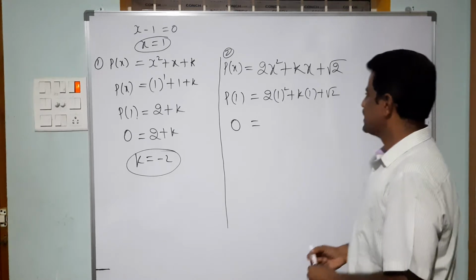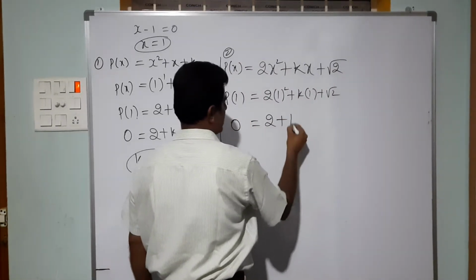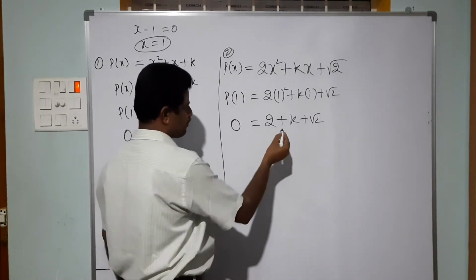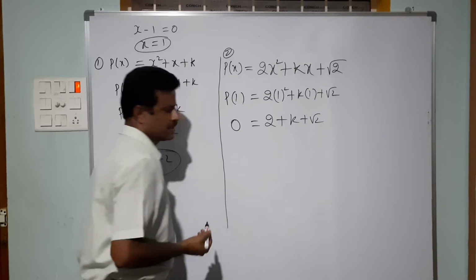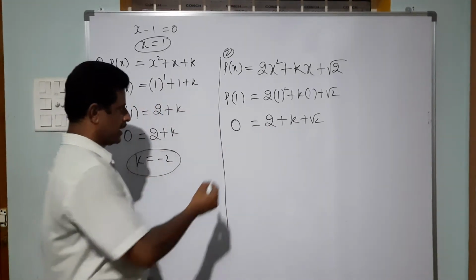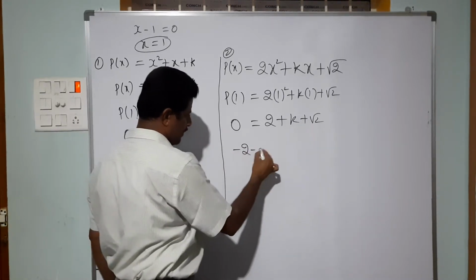Okay, so next substitute: 2 into 1 whole square, 1 into 2, plus k into 1, k, plus root 2. Next I want the k value. That's why plus 2 goes to this side and plus root 2 goes to this side. Plus 2 becomes minus 2, and plus root 2 becomes minus root 2 on this side.